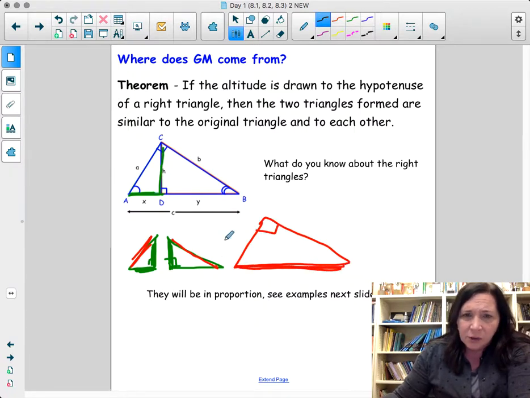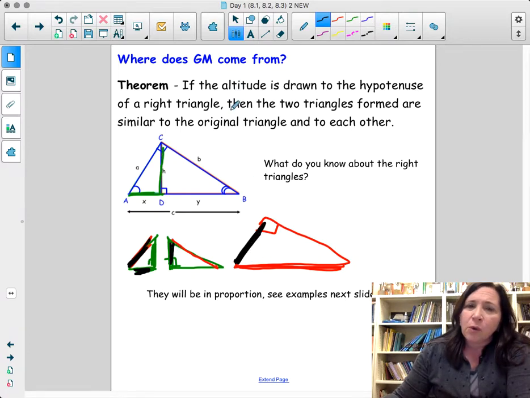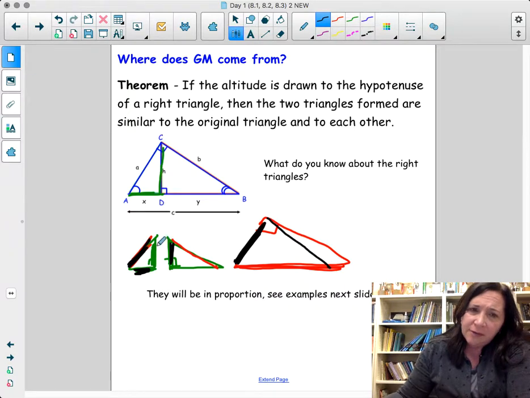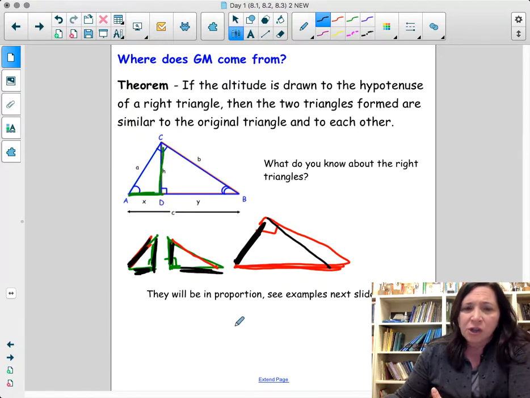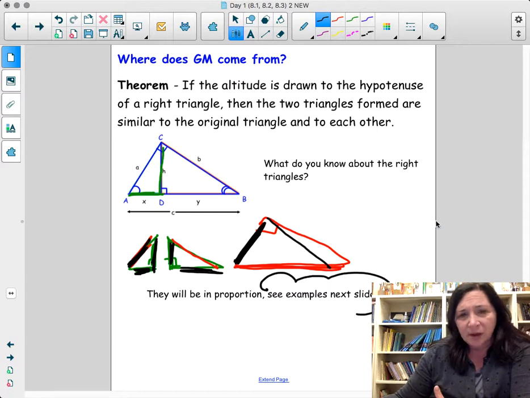And then again, you have your short leg right here, which corresponds to this leg here and this leg here. You've got your short leg here, here, here, and here. And then you've got your longer leg, so there's your longer leg here, and your longer leg here. So these are lots of proportions, and I'm going to show you how to break those up.